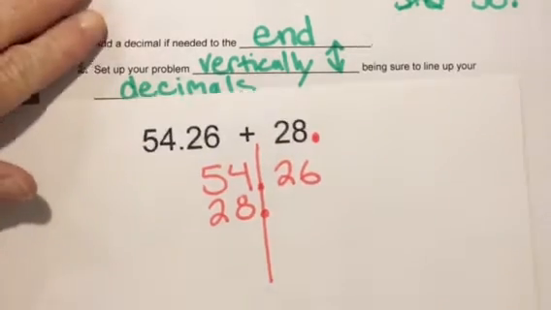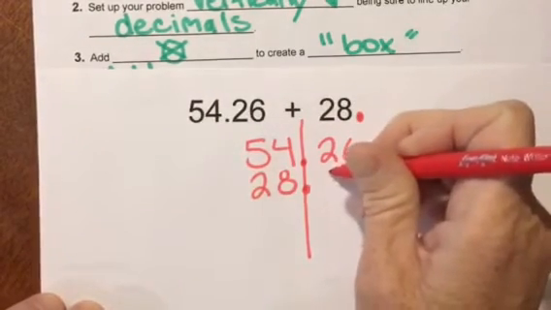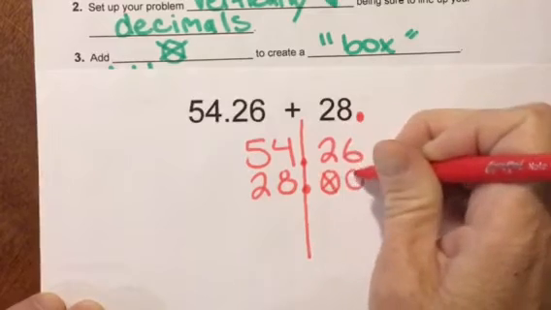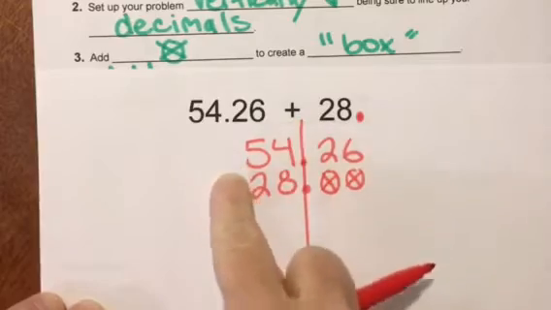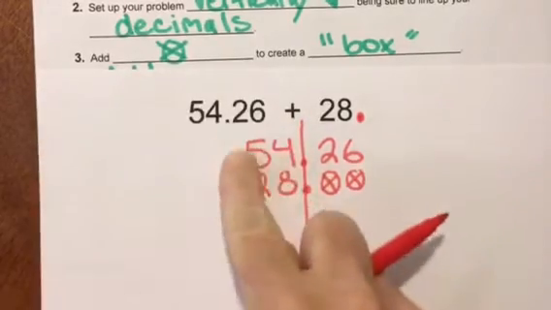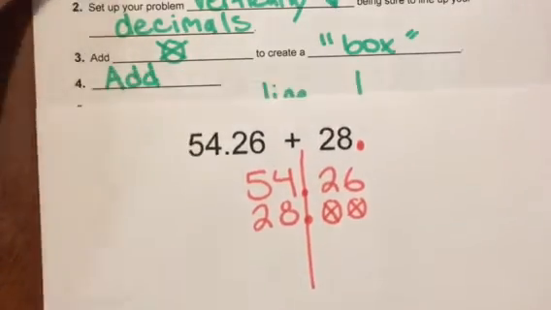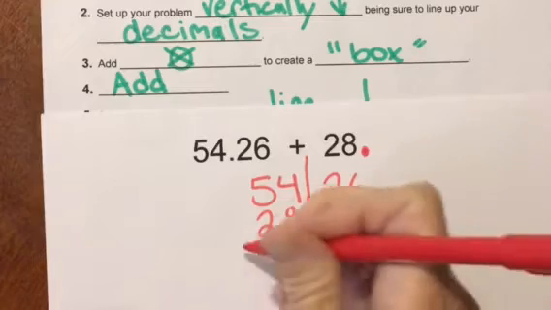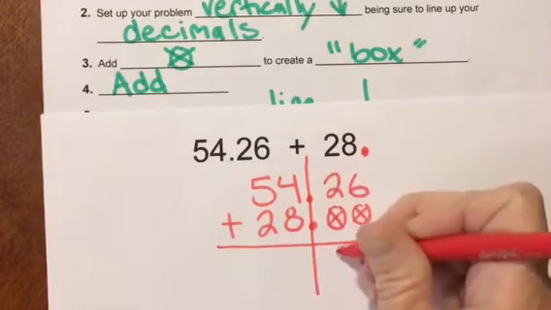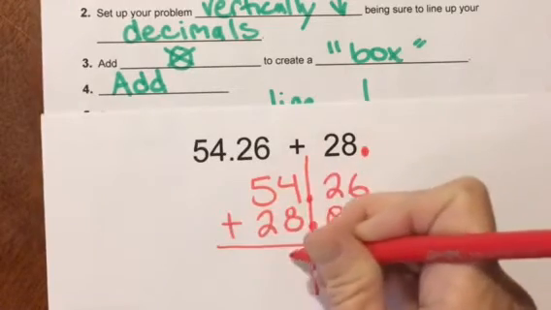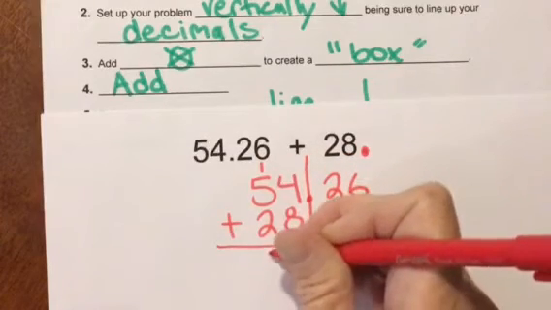Okay, my next step says I'm going to add zeros to create a box. So I'm going to add zeros to create kind of this box shape. Okay, so there's long and there's numbers on top of each one. So it's kind of this box shape. Okay, then I'm just going to add. So I have 6, 2 plus 0 is 2, 4 plus 8 is 12, so I put a 2 and carry a 1. 1 plus 5 plus 2 is 8.